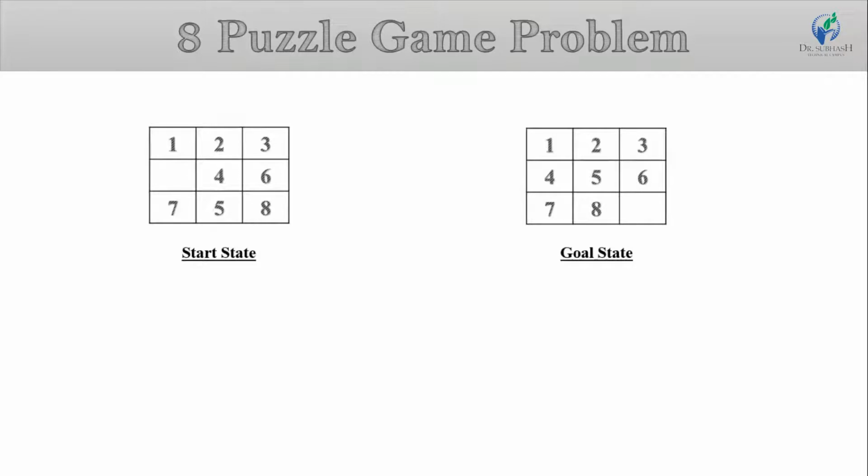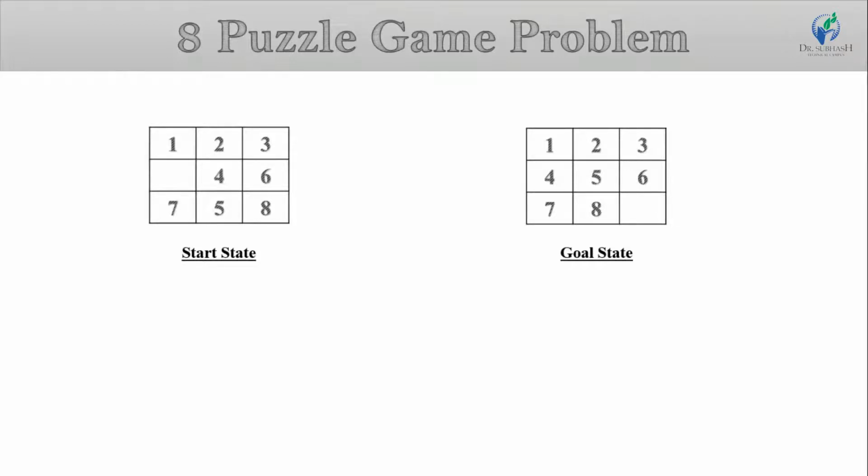Now, I have discussed the 8 puzzle game problem. Here, we have a 3 cross 3 matrix with movable tiles numbered from 1 to 8 with a blank space. The tile adjacent to the blank space can slide into that space. The objective is to reach a specified goal state. As shown in the figure, our task is to convert the start state into the goal state by sliding digits into the blank space.